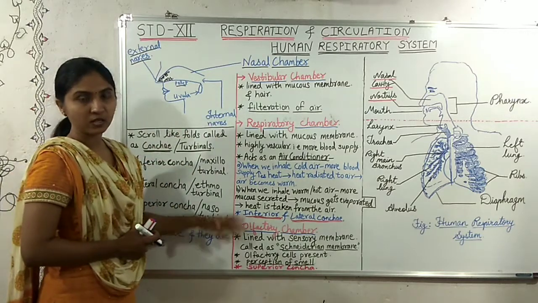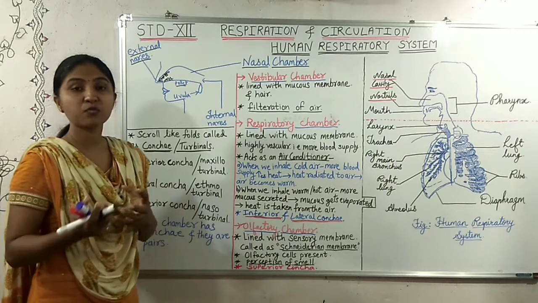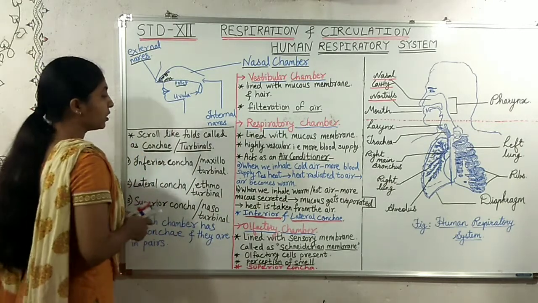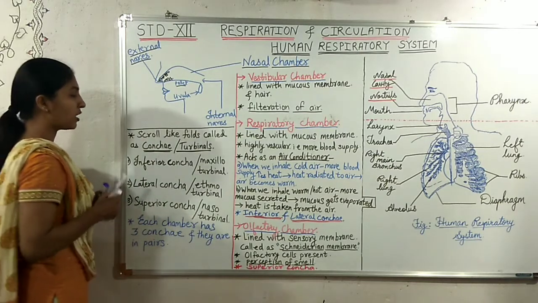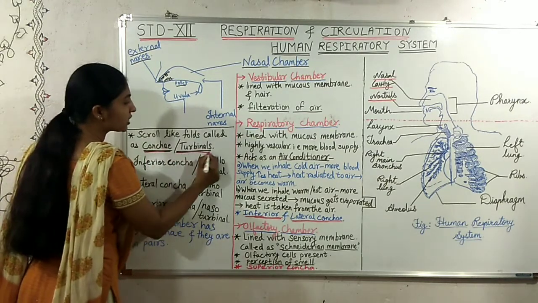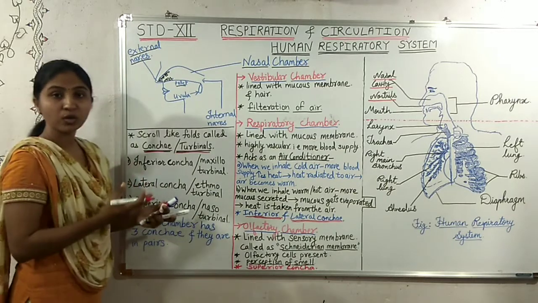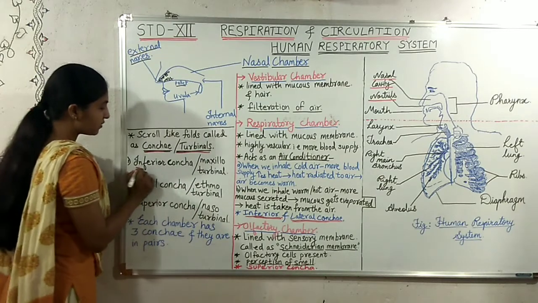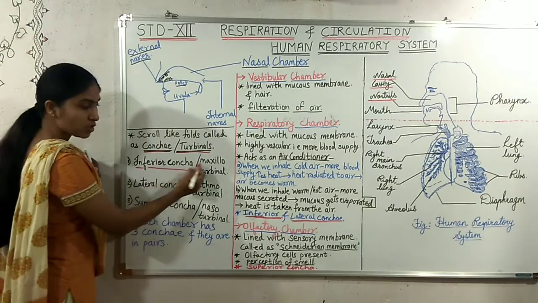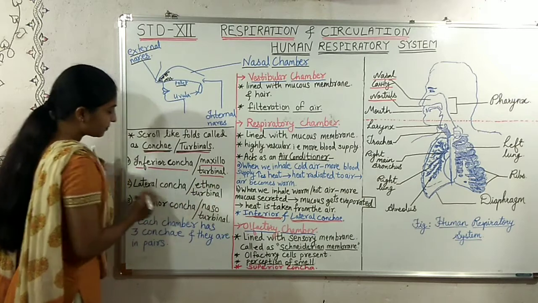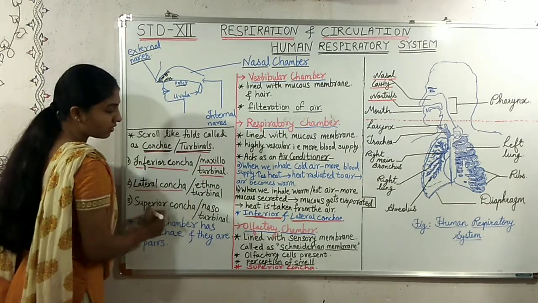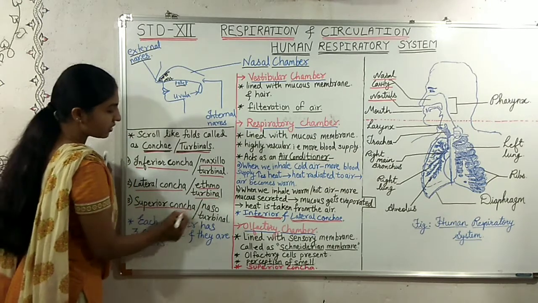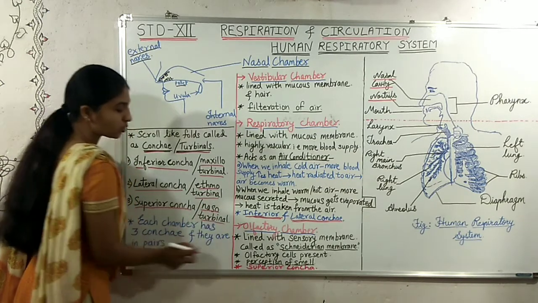In these nasal chambers there are folds. Scroll-like folds are present in this nasal chamber. Those scroll-like folds are called conchae or turbinals. Now, conchae is the plural form; in singular form, it is called concha. The first is the inferior concha, which is also called maxilloturbinal. Second is the lateral concha, which is also called the ethmoturbinal. And the third is the superior concha, which is also called the nasoturbinal.